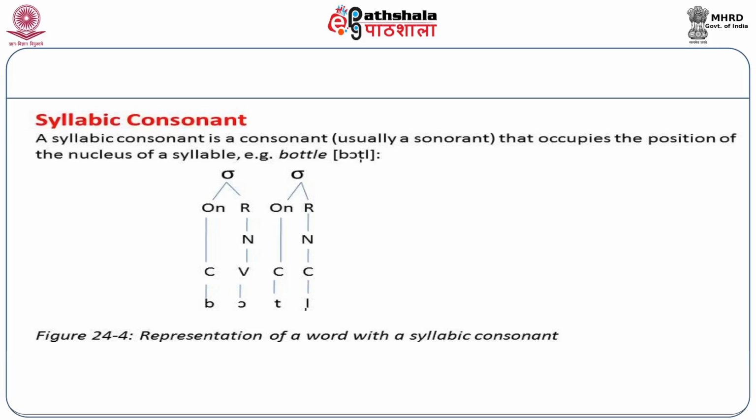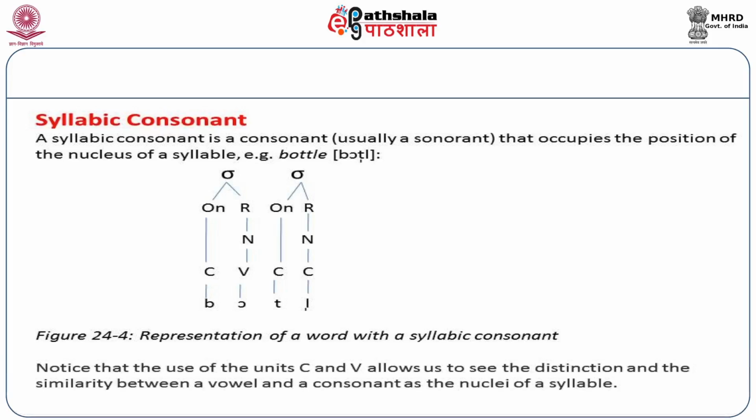The difference between the two syllables is that the position of the nucleus of the first syllable, ba, is occupied by a vowel, o, and the position of the nucleus in the second syllable, to, is occupied by a consonant, namely l. Now we can easily see how a consonant can be a syllabic consonant. It is a syllabic consonant because it occupies the position of the nucleus.